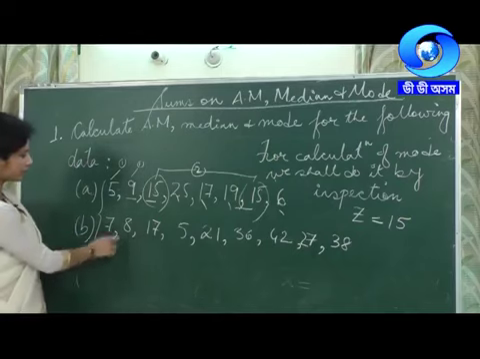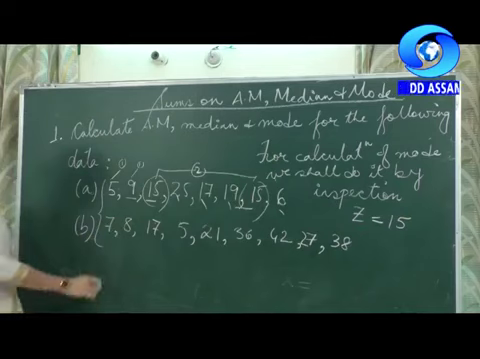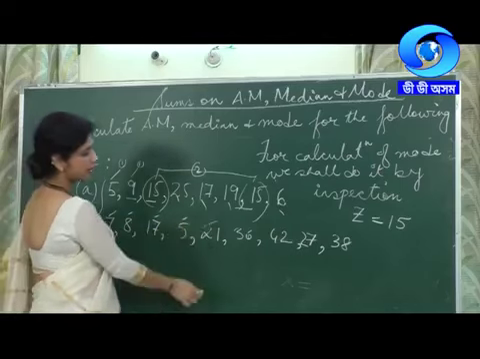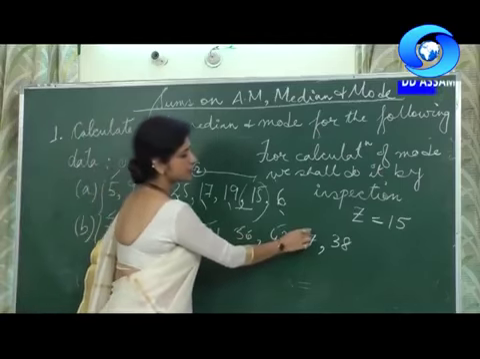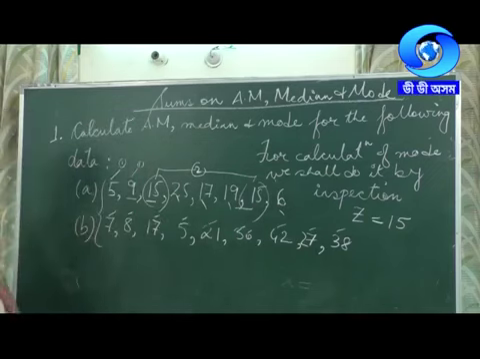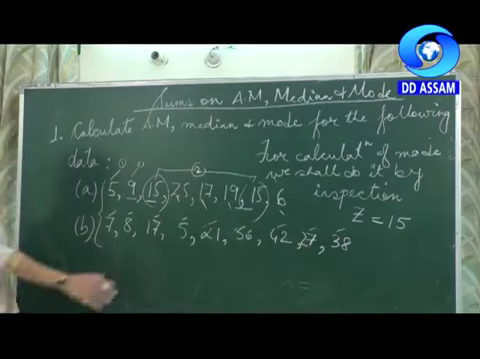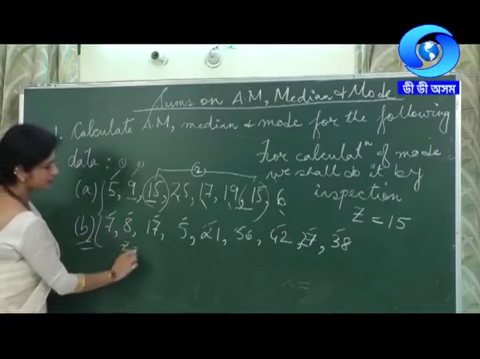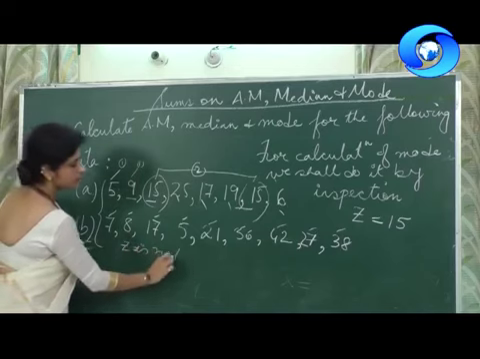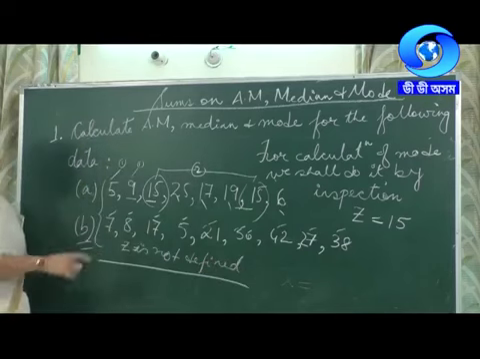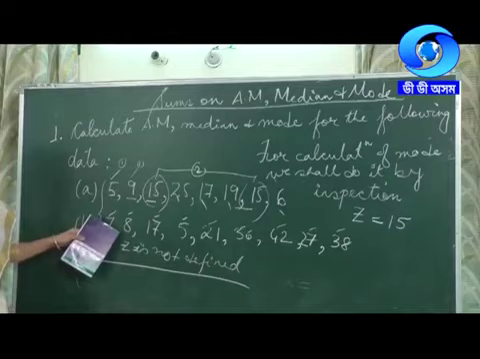All right. Similarly, if you look into the next data, you see 7, 8, 17, 5, 21, 36, 42, 27, 38. All are different numbers. None of the numbers is repeated, that is, they are all occurring one time. So here mode is not defined. For number B, mode is not defined, or you may write mode is ill-defined. There is no mode for this series.